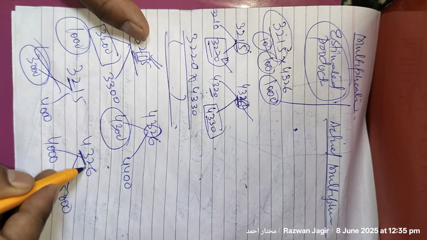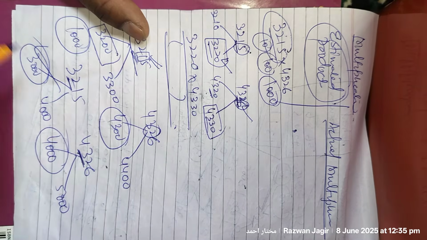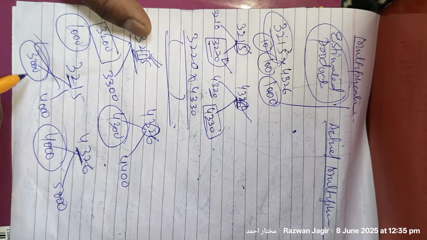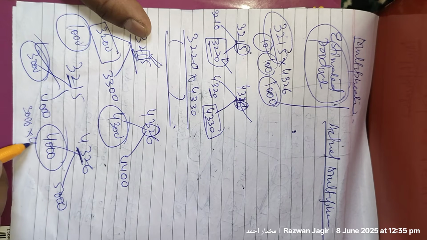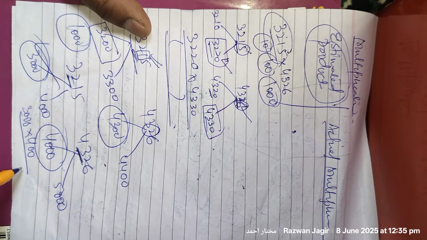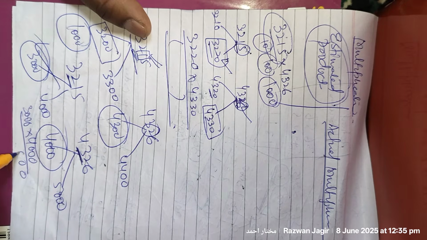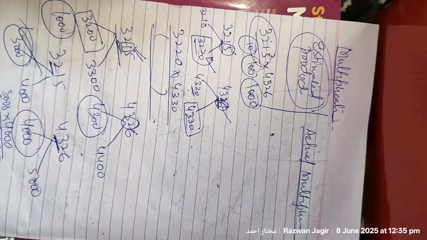Here the digit at the 100 place is 3, so the answer is 3000 into 4000. So the answer will be 12,000,000. So this is your answer.